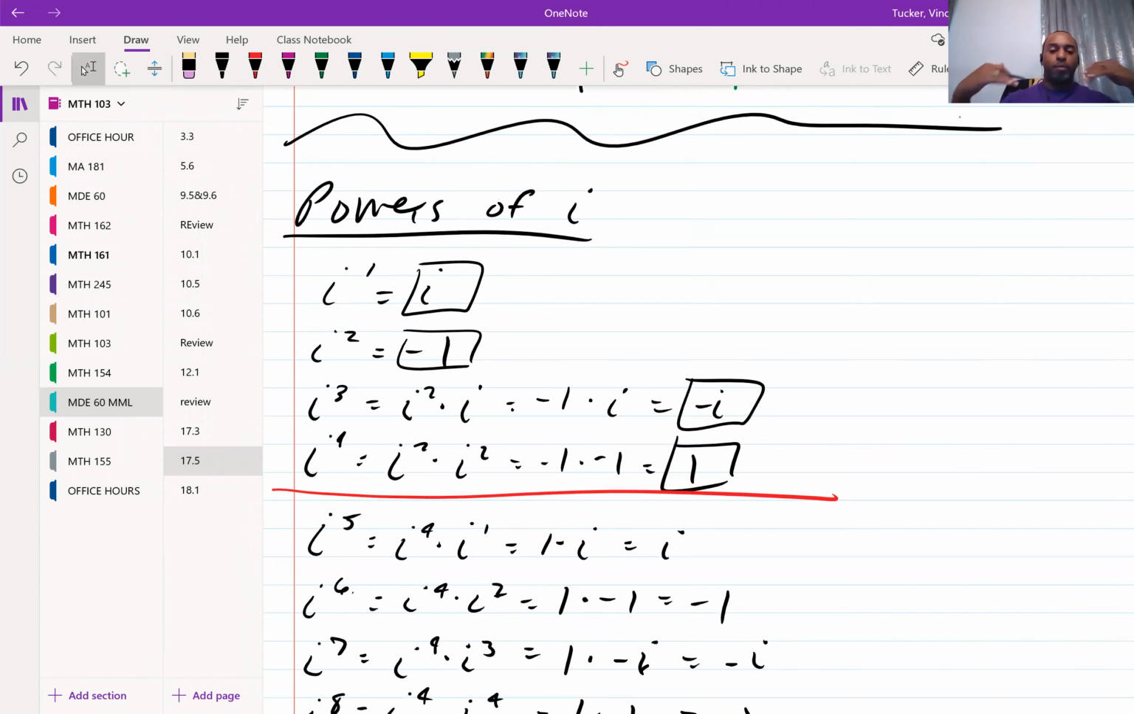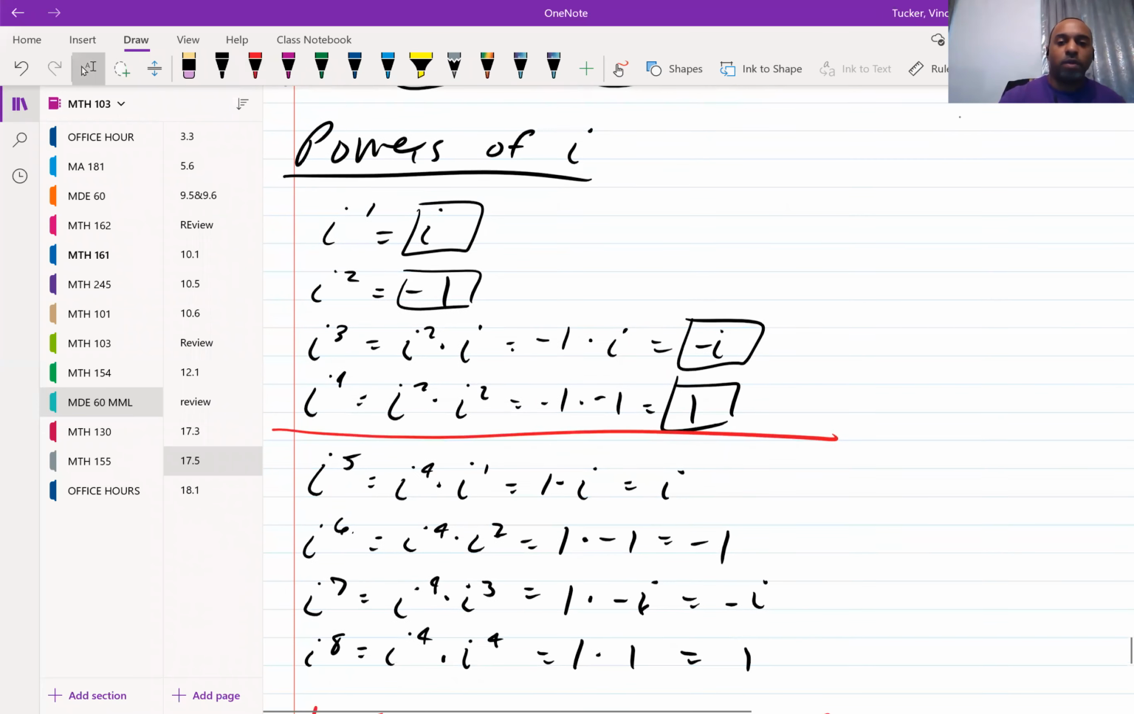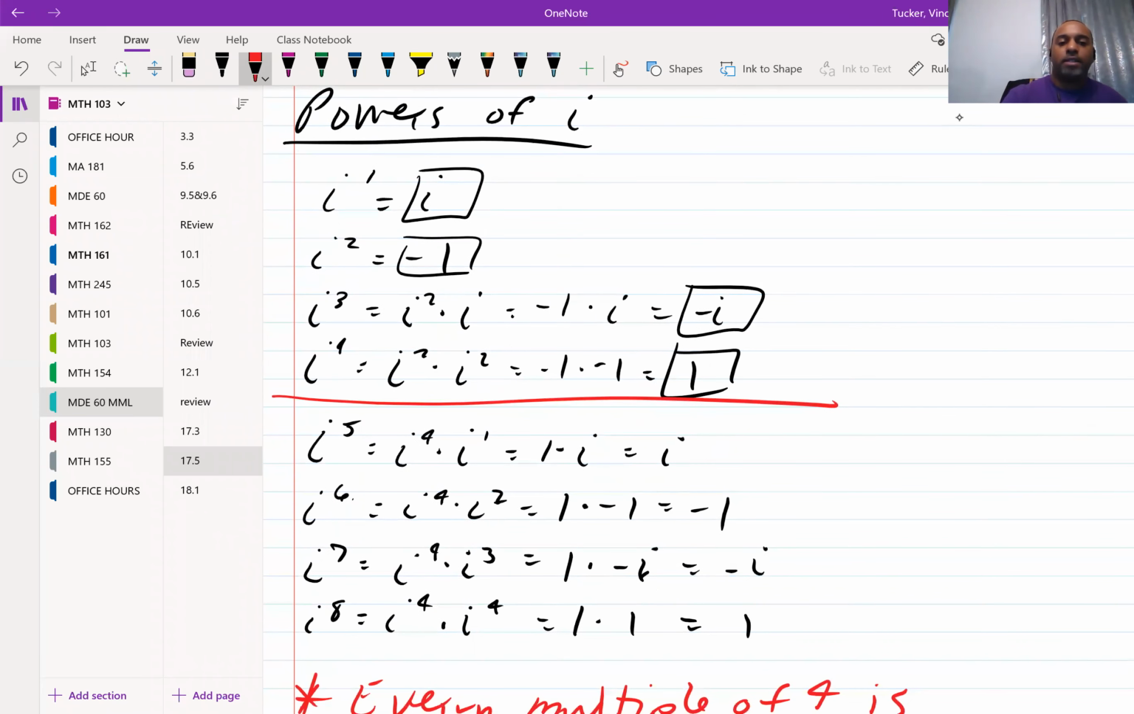Everything else is going to be repeating as multiples of 4. So notice when you look at i to the 5th power, we're going to get i. I to the 6th power is negative 1, i to the 7th power is negative i, and i to the 8th is going to be positive 1. So every 4th power, you're repeating this same cycle. I'll give you a chance to copy that. Then I'll go to the next statement.